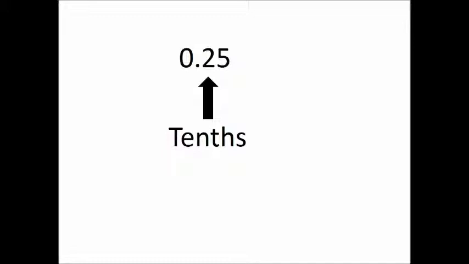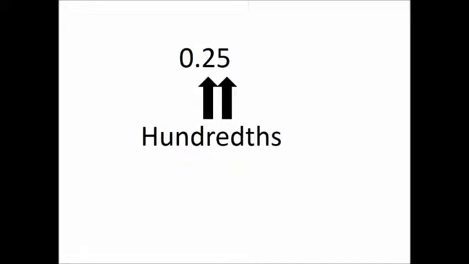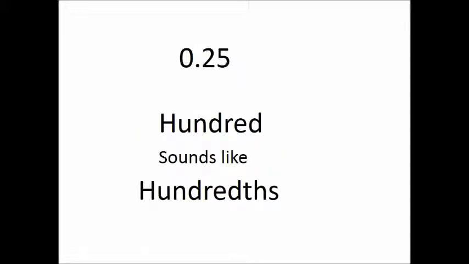You guys should know from lessons, a long time ago, reading decimals: the first place was tenths, the second was hundredths. So hundredths is the last number. 100 sounds like hundredths, so they're similar. Since we have hundredths, we take that number and put it over 100 because they sound similar. That's the best way: sound similar, put it over that.